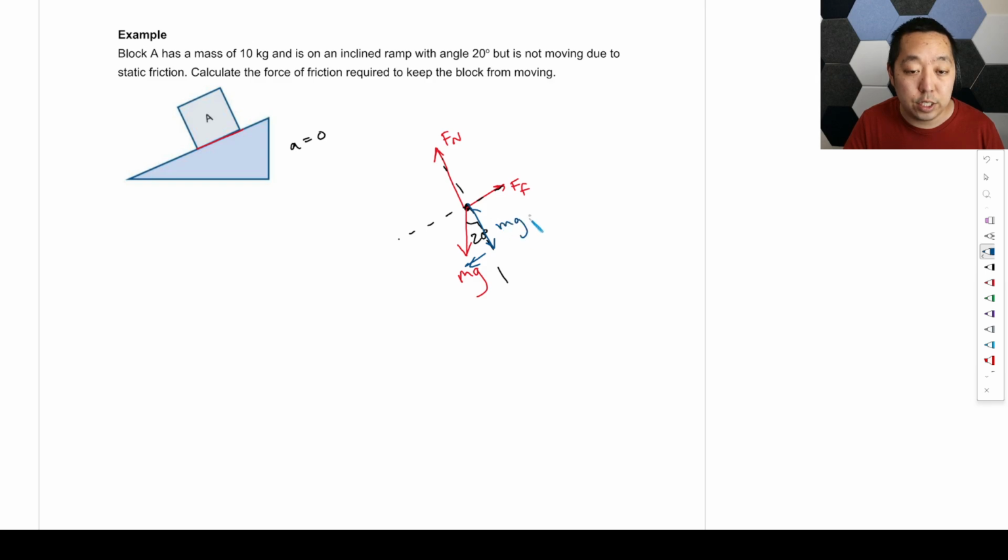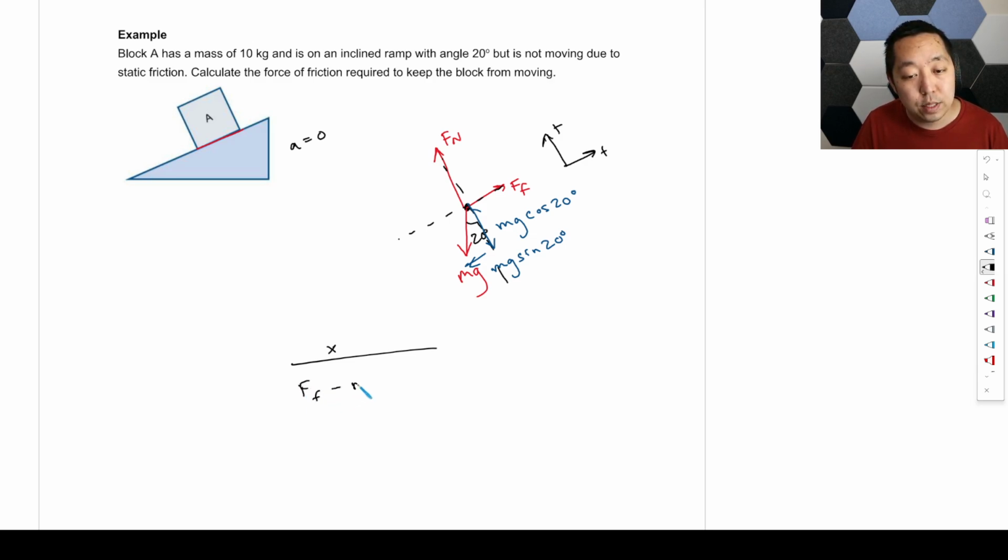So this is mg cosine 20 degrees. This is mg sine 20 degrees. And because the acceleration is 0 in the x direction, we'll say up the ramp is positive and out of the ramp is positive. So force of friction up the ramp is going up. Mg sine 20 degrees is going down. That's equal to 0. Look at this. I already know the mass. I know g.